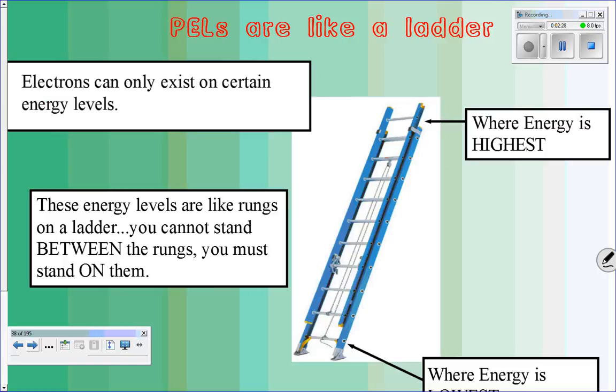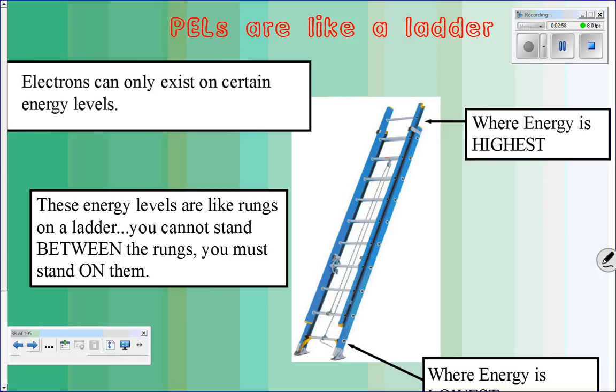PELs are like the rungs of a ladder. Electrons can only exist on specific energy levels. So if you were climbing up a ladder, you would actually have to stand on specific rungs. You can't simply step in between rungs, things like that, you'll fall. So electrons actually have to be right on these rungs. Those rungs are where orbitals exist.